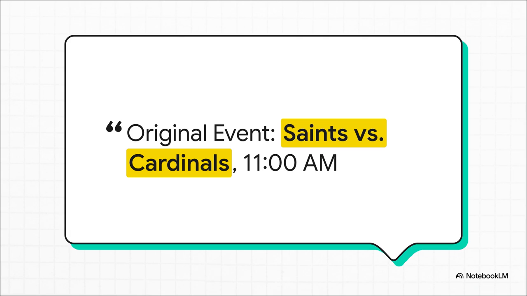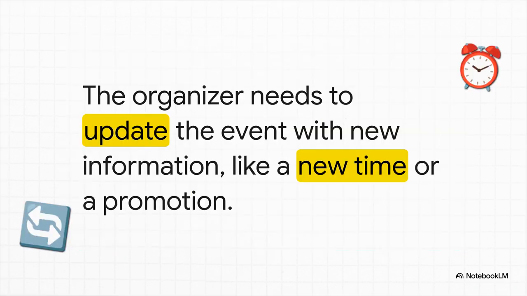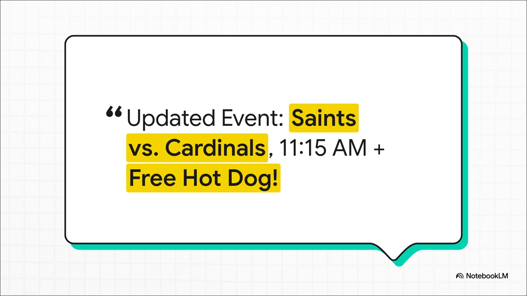Okay, so picture this. Here's the original event on your calendar. You are all set for the Saints versus Cardinals game, scheduled for 11 a.m. on Sunday. Looks good. But then something happens. The organizer needs to update the details. Maybe it's a small schedule change, or maybe they want to add a last-minute perk for all the fans who are coming to the game. So they hop into their master calendar and they change the start time to 11:15 a.m. And then they add this fantastic little promo right into the event description. Free hot dog for everybody attending.